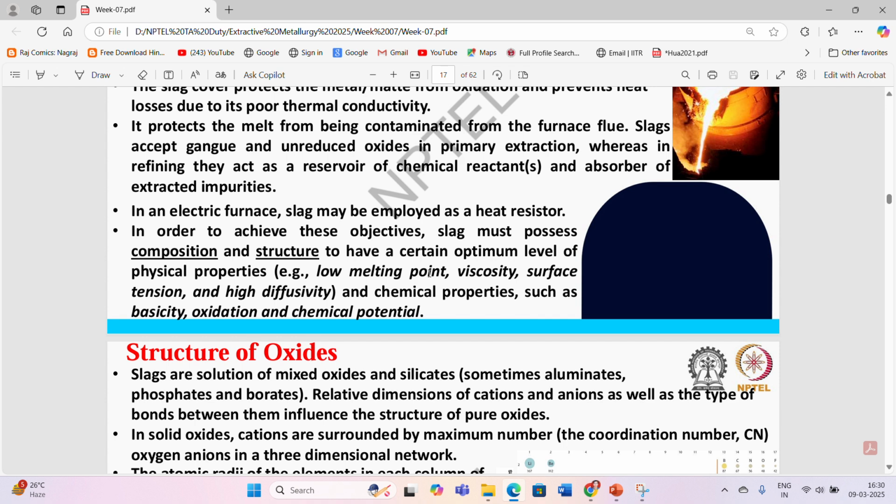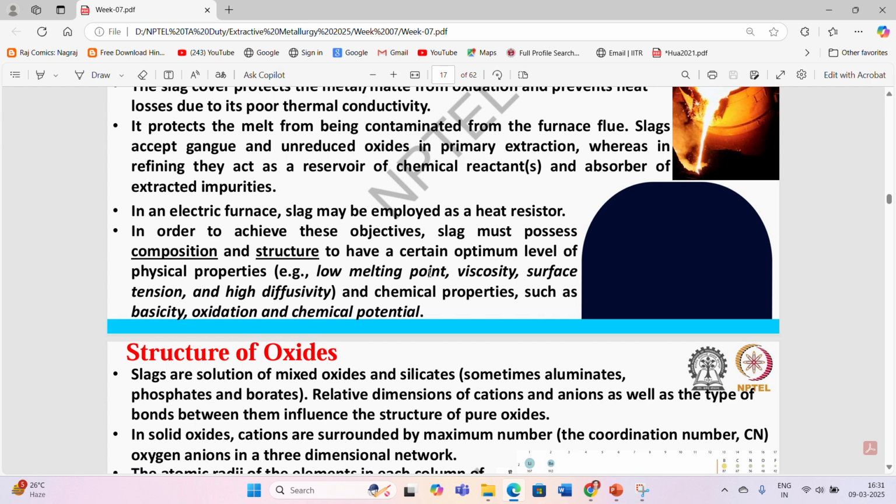In order to achieve these objectives, slag must possess composition and structure to have a certain optimum level of physical properties, that is low melting point, viscosity, surface tension, and high diffusivity, and chemical properties such as basicity, oxidation, and chemical potential.